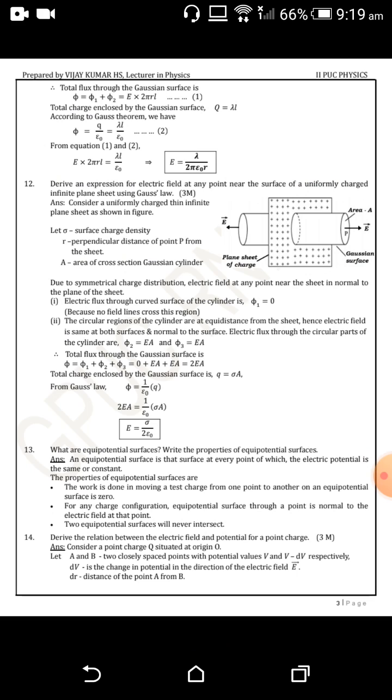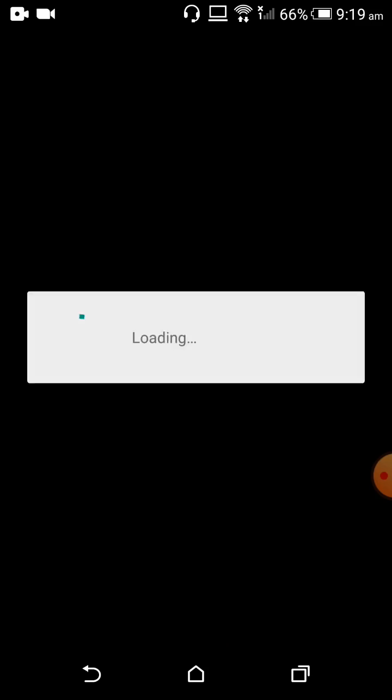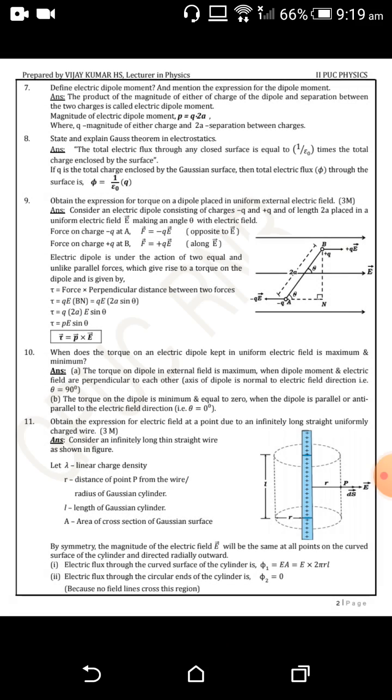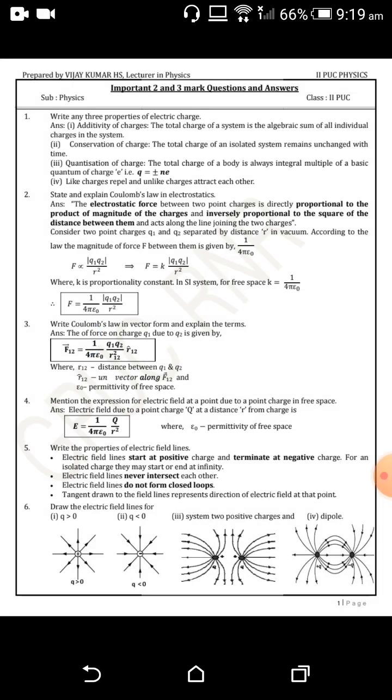Okay, fine. So with this, we have completed the revision of the chapter Electric Charges and Fields. Now coming to the second chapter, that is Electric Potential and Capacitance. We will start with that.